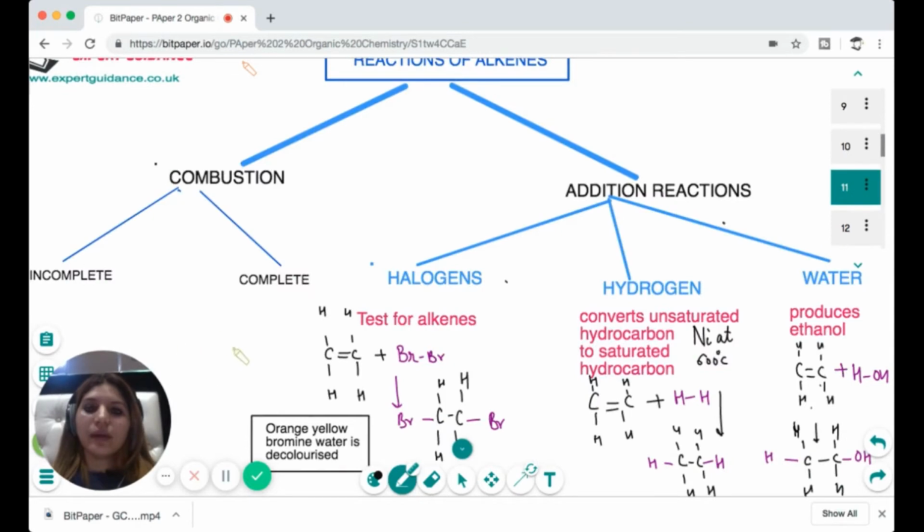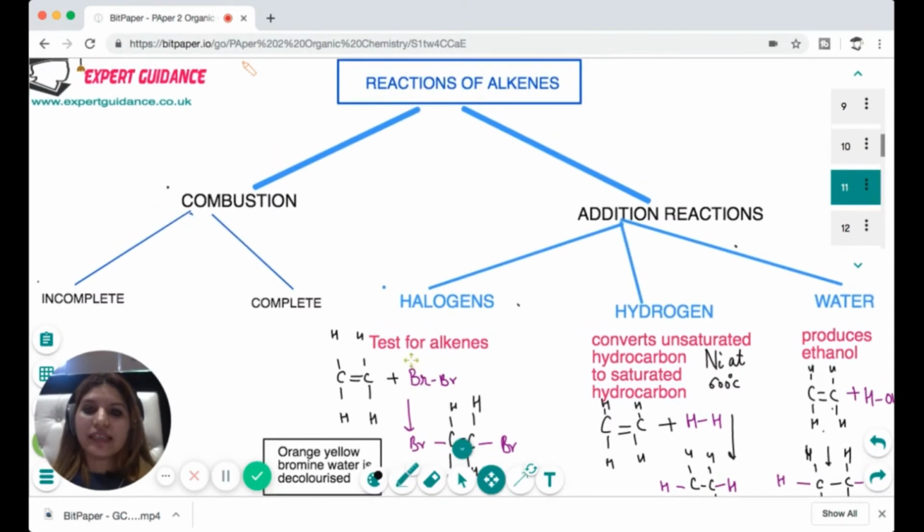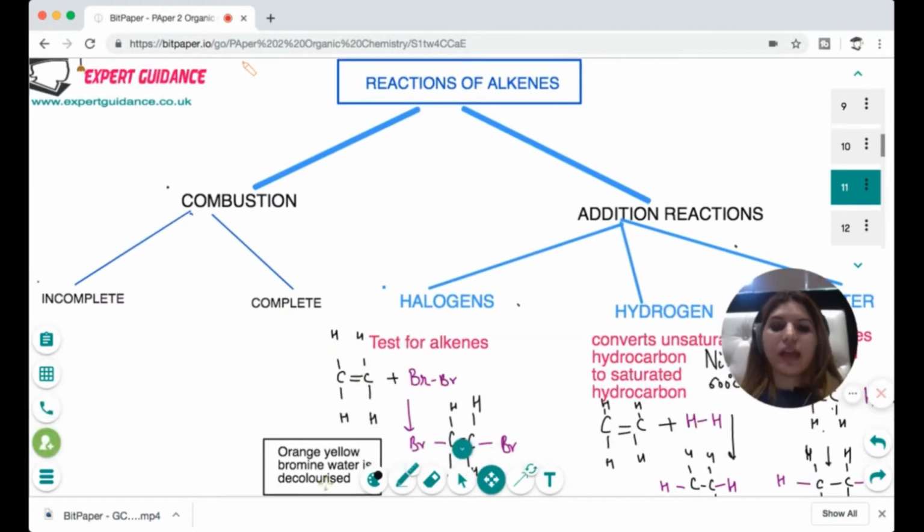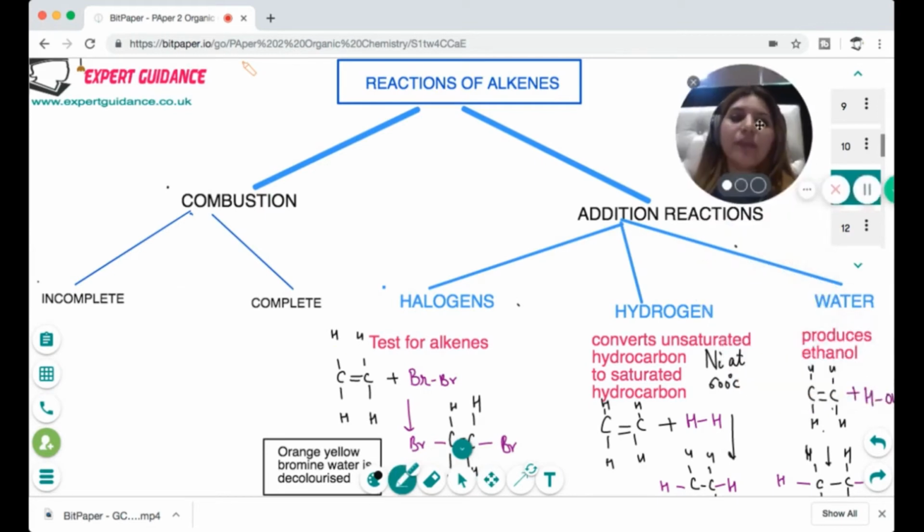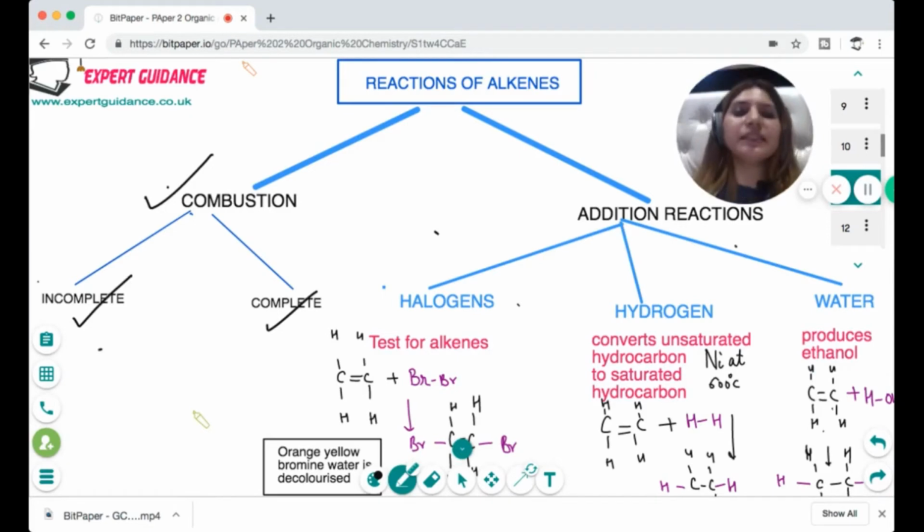Now, what are the reactions of alkene? This is very important. Watch it very, very properly and make sure you are able to write these reactions. First is combustion. Combustion is both complete and incomplete. So you can take any alkene and react it with oxygen. If it forms carbon dioxide and water, it is complete combustion. And if it forms carbon monoxide and water, it is incomplete combustion.